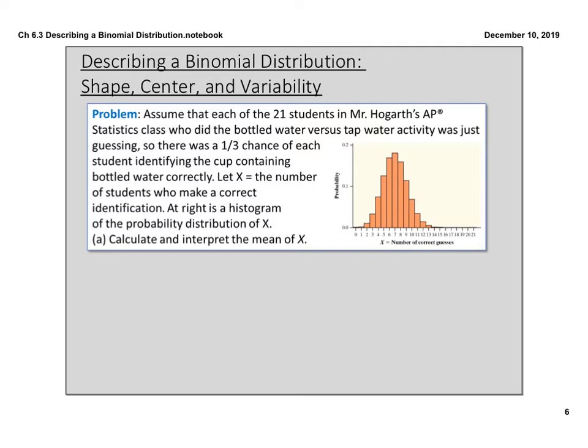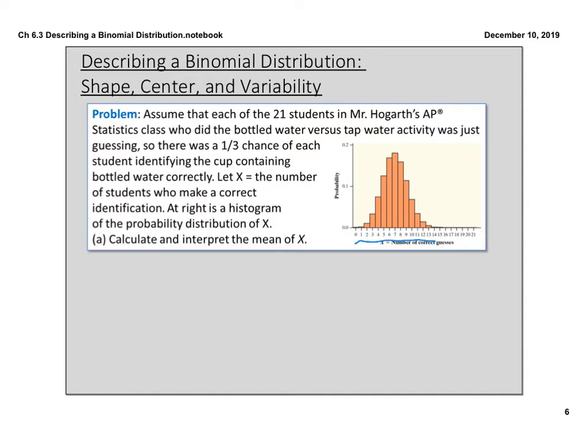So this must have been an example where students were trying to determine if they could figure out which cup had bottled water in it. Is there a taste difference between bottled water and tap water? It sounds like there were 3 cups and they had to pick one that had the bottled water in it. So it says let X equal the number of students who make a correct identification. At the right is a histogram of the probability distribution of X. We don't have the actual table, but that's okay. We have a histogram of it, so that's good.